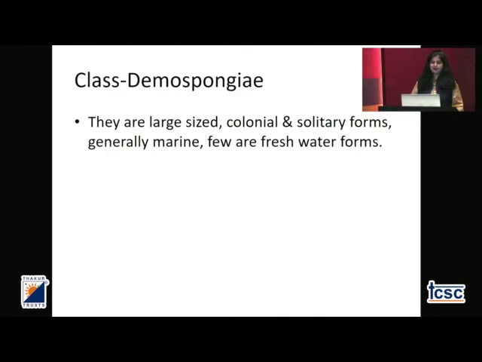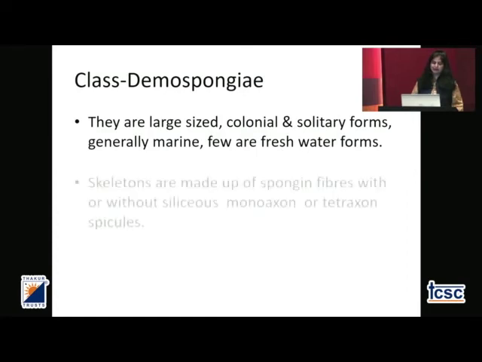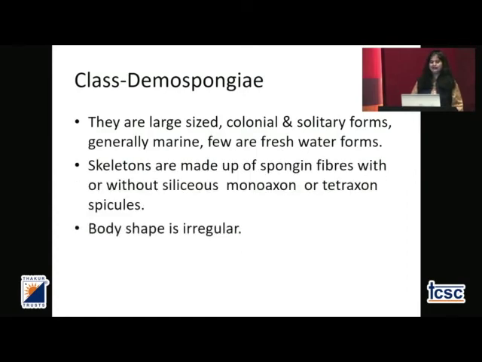Majority of the members are known for living in marine habitat, but few are also representatives in freshwater ecosystem. They are large size, either solitary or colonial forms. The skeleton is made up of spongin fibers, which is sometimes also associated with non-hexagonal spicules of silica. The body shape is irregular and they have Leucon type of canal system. We are talking about class Demospongiae. The characteristic feature of this is presence of spongin fibers as the major skeleton in them.